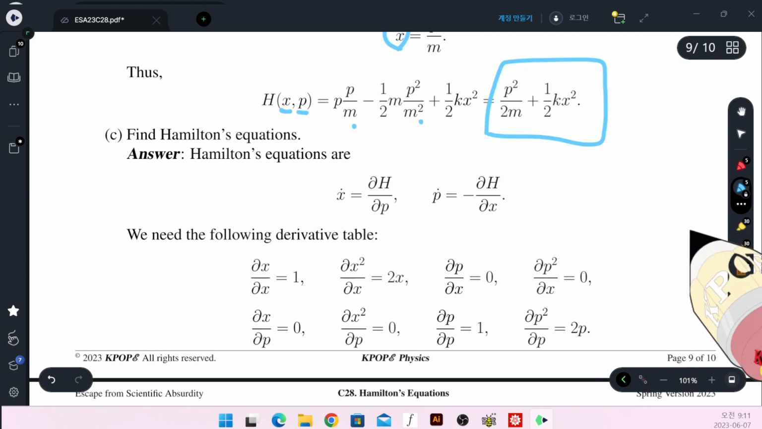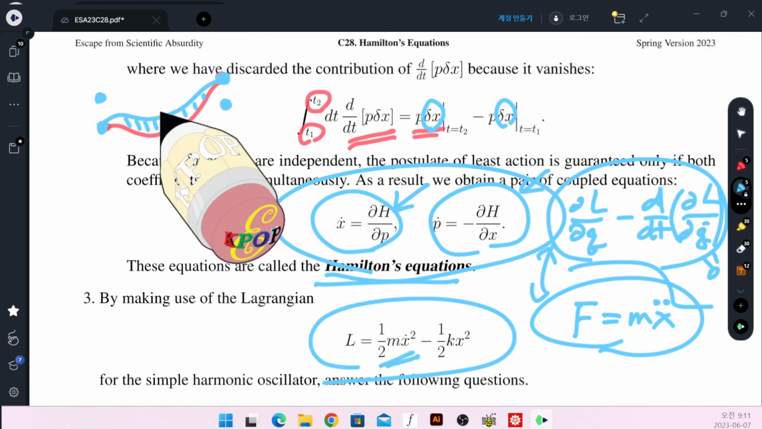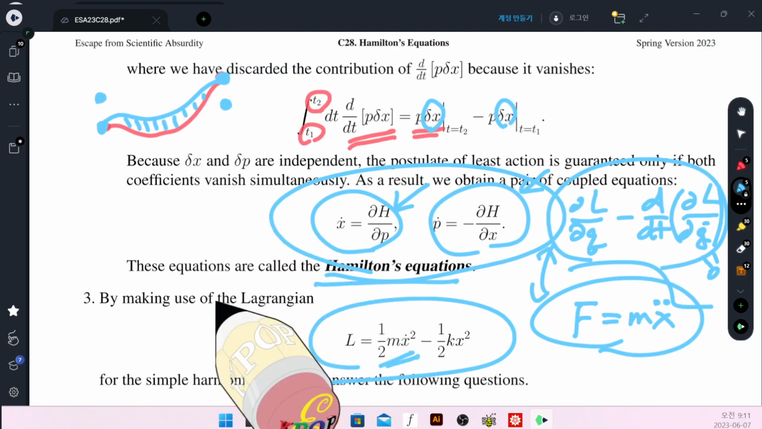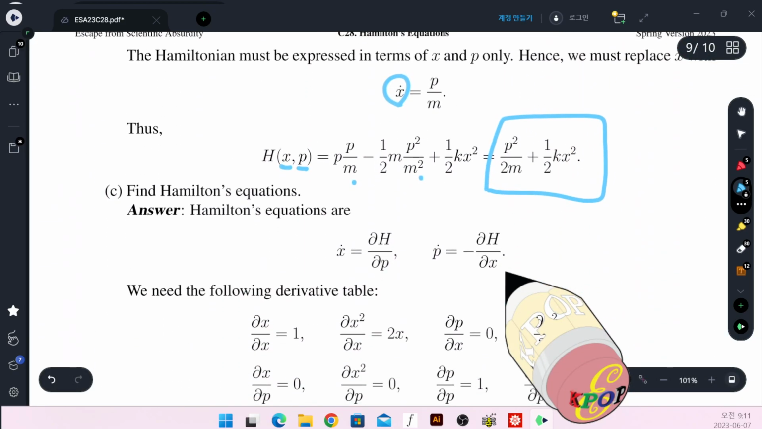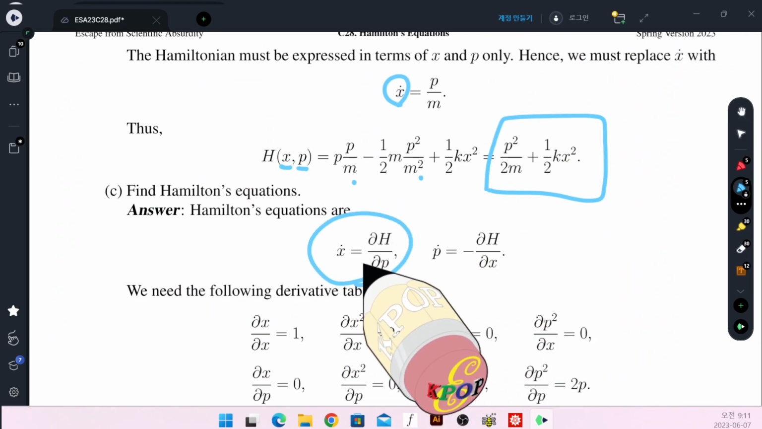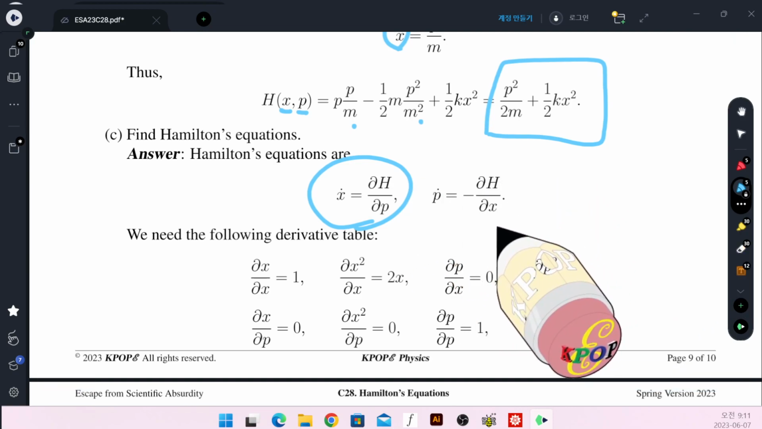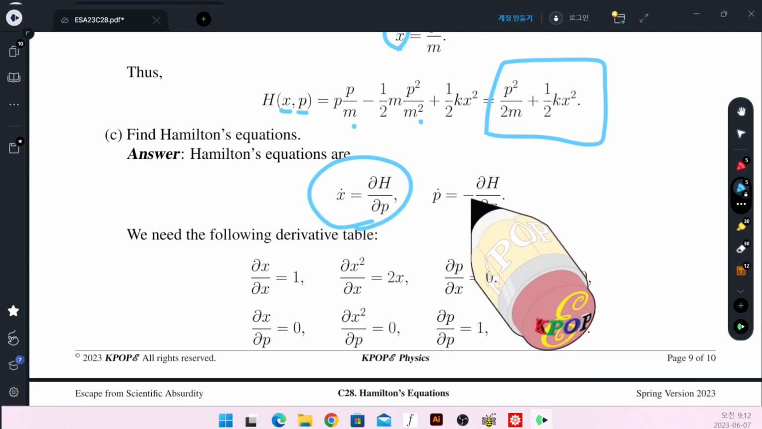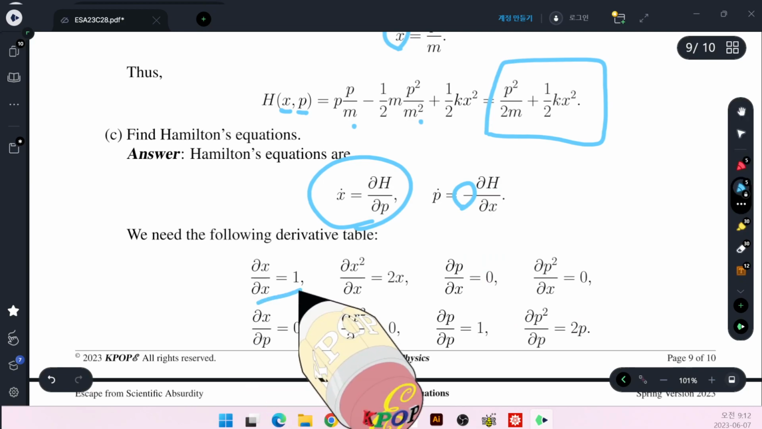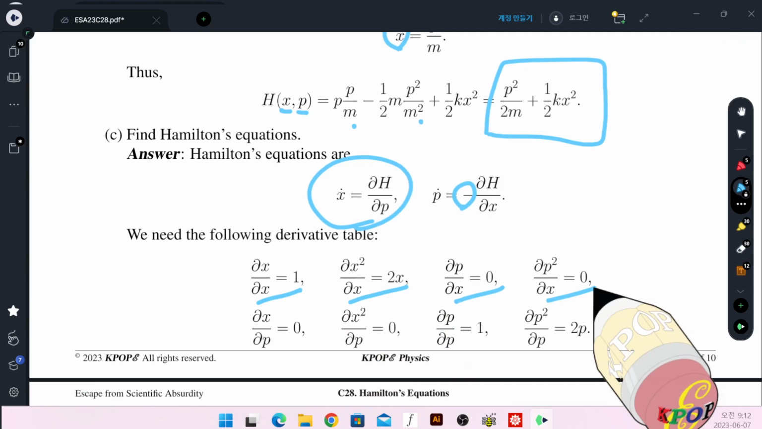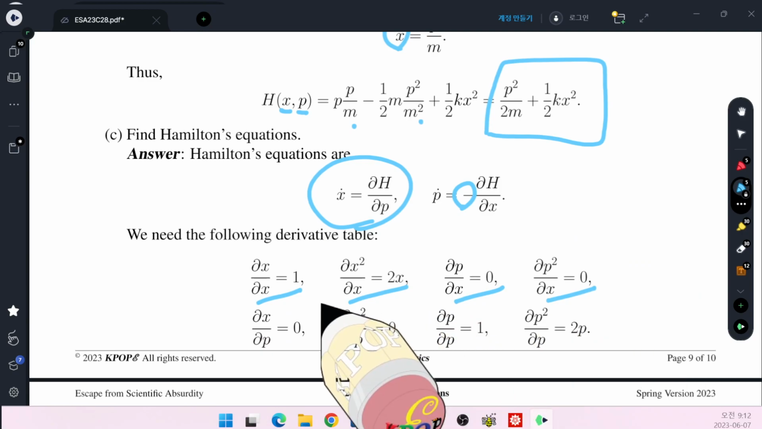So why don't we compute Hamilton's equations? We derived Hamilton's equations by satisfying the least action principle that minimizes the action. So x dot is the Hamiltonian's derivative with respect to the linear momentum, and p dot is the Hamiltonian's derivative with respect to the coordinate with the negative sign. We list a table of the derivatives involving linear momentum p and the coordinate x.